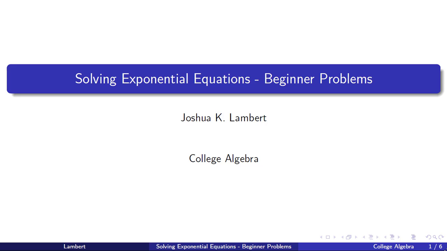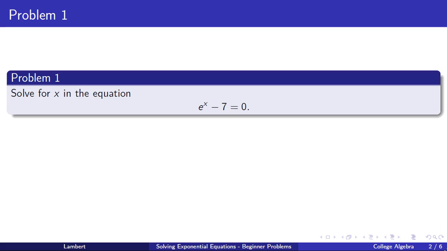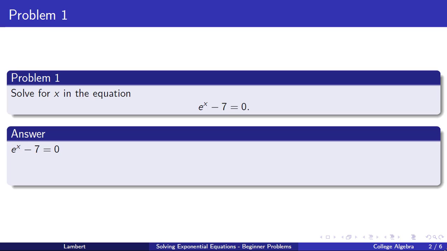Let's take a look at solving some exponential equations. Solve for x in the equation e to the x minus 7 equals 0. So when taking a look at this, what we need to do is try and isolate the x term on one side. So you begin with e to the x minus 7 equals 0. We want to move that 7 on over. So you get e to the x equals 7.